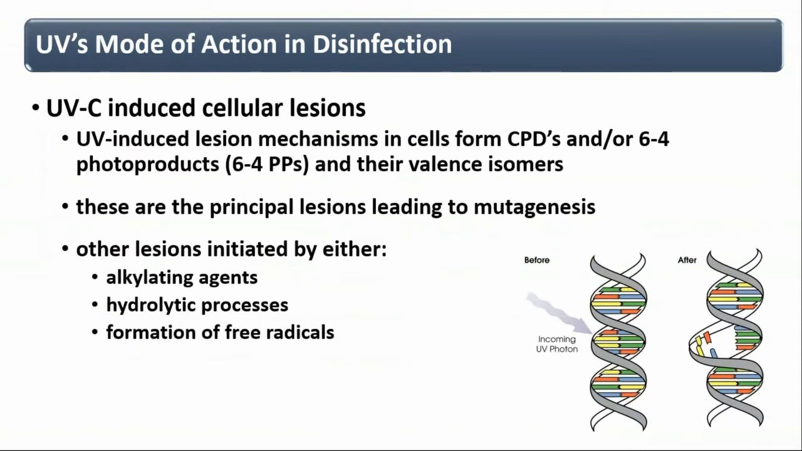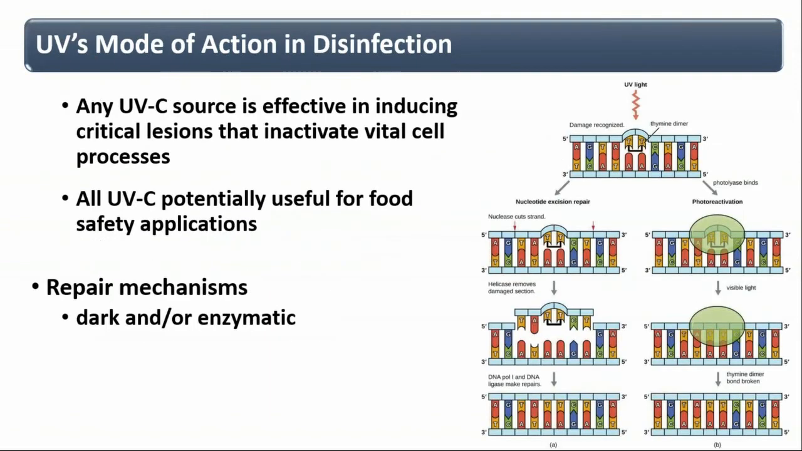And that all sounds fantastic, but there are some other mechanisms involved as well, but we'll also get to some of the downsides of those thymine dimers. Some other lesion mechanisms that can be produced are 6,4 photoproducts and their valence isomers. So these can also lead to mutagenesis in the DNA replication, but much less so than the actual thymine dimers. Some other lesions can be initiated by alkylating agents, hydrolytic processes, and also the formation of free radicals. But we'll rather focus on the thymine dimers.